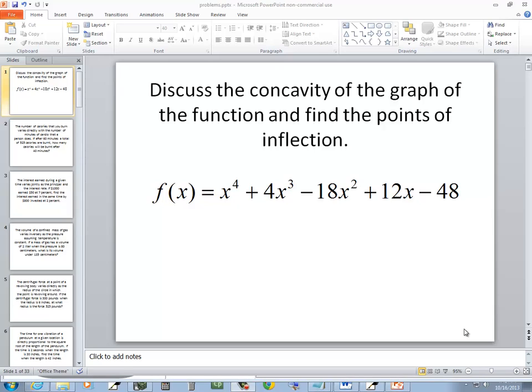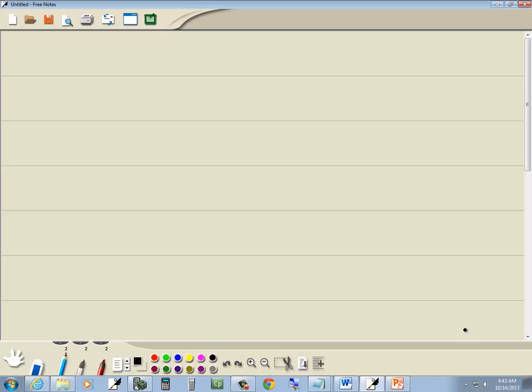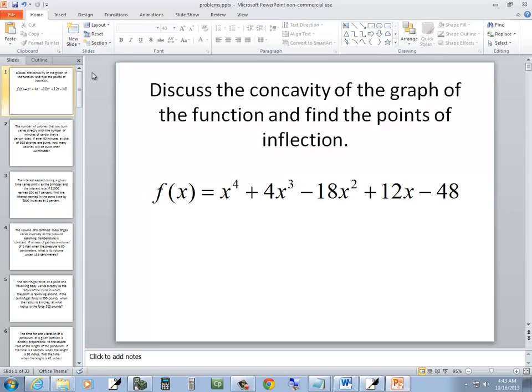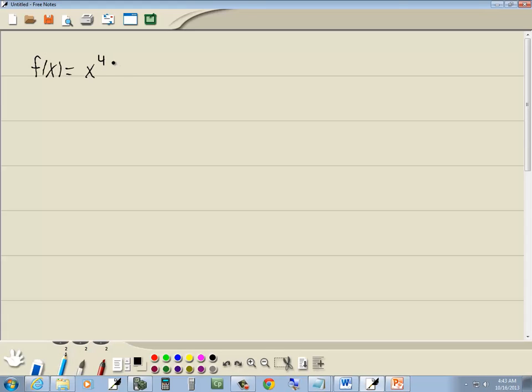In this problem, we want to discuss the concavity of the graph and find the points of inflection. So we've got f of x is equal to x to the fourth plus 4x to the third minus 18x squared plus 12x minus 48.